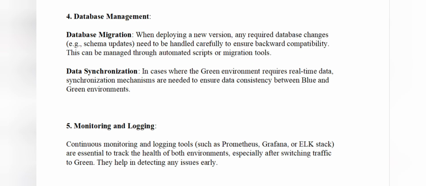The fourth component is database management, which includes database migration and data synchronization. So for database migration, when deploying a new version, any required database changes, for example schema updates, need to be handled carefully to ensure backward compatibility. This can be managed through automated scripts or migration tools. For data synchronization, in cases where the green environment requires real-time data, synchronization mechanisms are needed to ensure data consistency between blue and green environments.